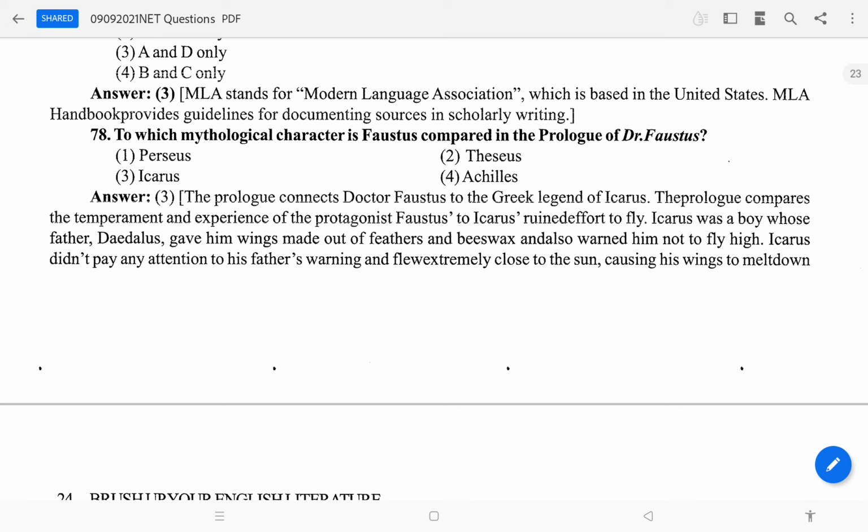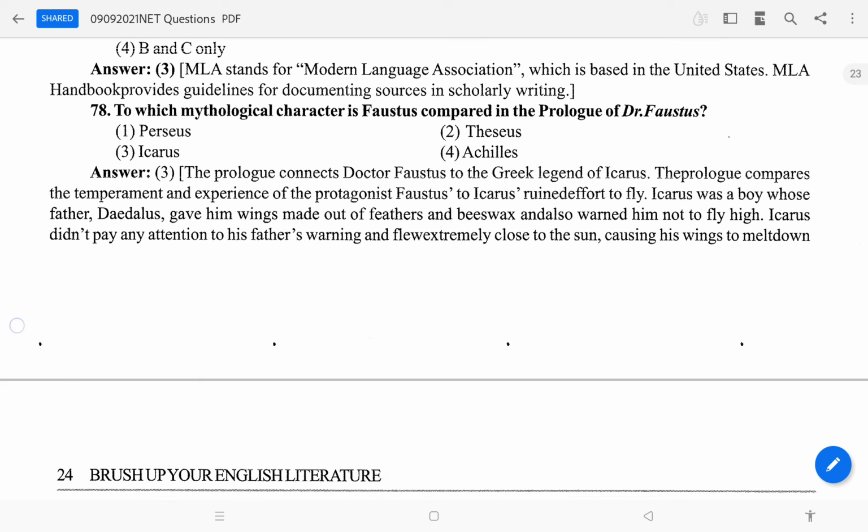Then question number 78. To which mythological character is Faustus compared in the prologue of Dr. Faustus? And the answer will be 3, meaning Icarus. The prologue connects Dr. Faustus to the Greek legend of Icarus. The prologue compares the temperament and experience of the protagonist Faustus to Icarus's effort to fly.